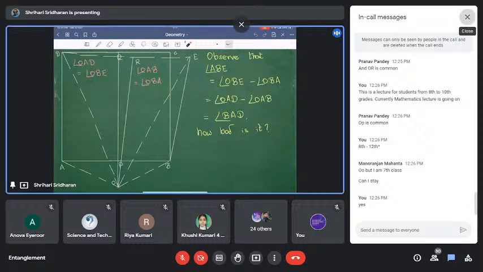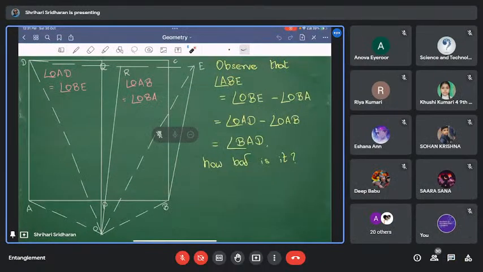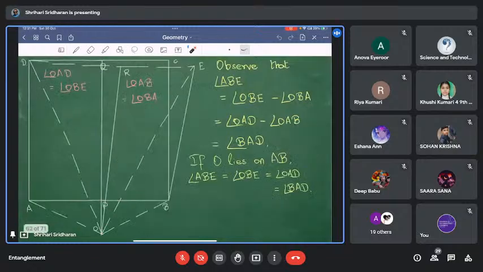So we have angle ABE, which is an obtuse angle, to be equal to angle BAD, which is an angle of the square. And the angle of the square is 90 degrees, as you know. But we promised ourselves to look at all possible positions of O, right? Let's do that. Maybe that is where we've made a mistake.